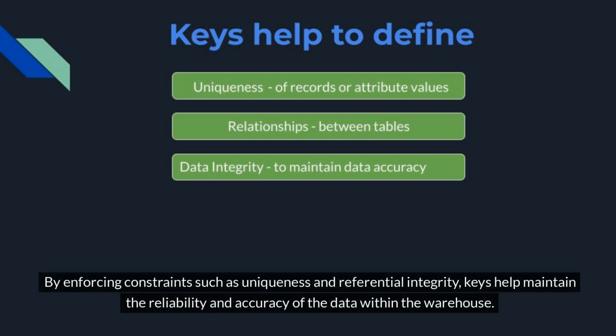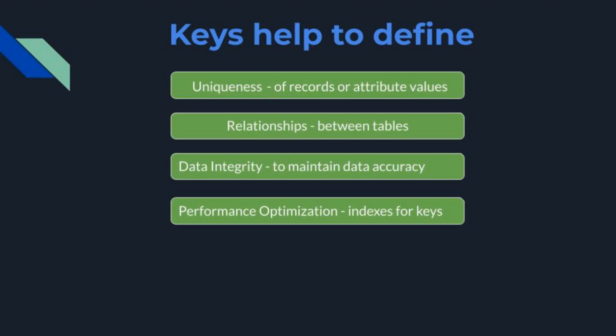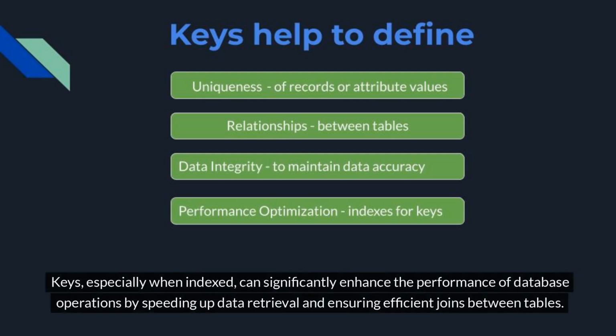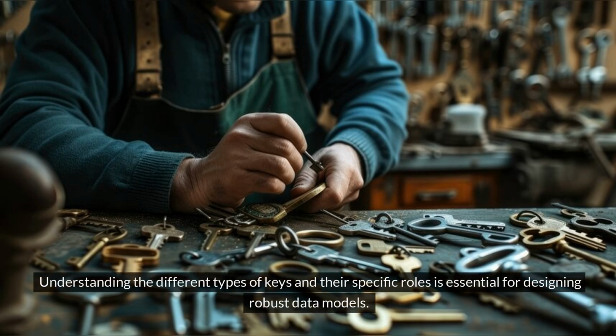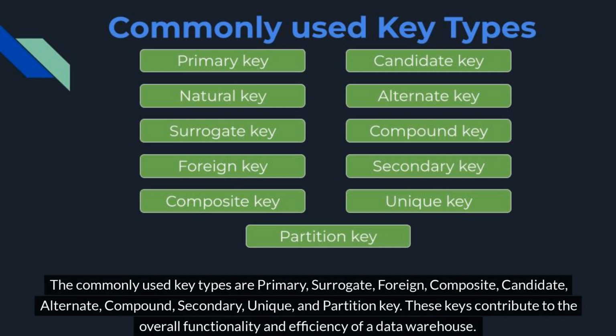By enforcing constraints such as uniqueness and referential integrity, keys help maintain the reliability and accuracy of the data within the warehouse. Keys, especially when indexed, can significantly enhance the performance of database operations by speeding up data retrieval and ensuring efficient joins between tables. Understanding the different types of keys and their specific roles is essential for designing robust data models. The commonly used key types are primary, surrogate, foreign, composite, candidate, alternate, compound, secondary, unique, and partition key. These keys contribute to the overall functionality and efficiency of a data warehouse.